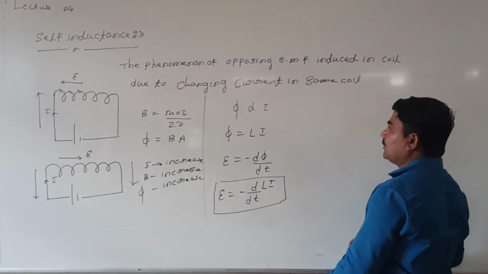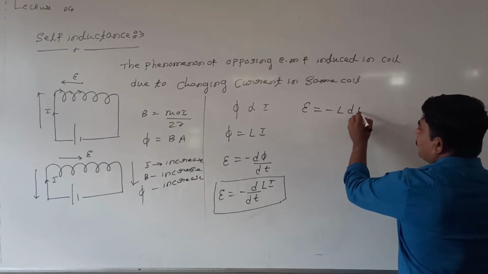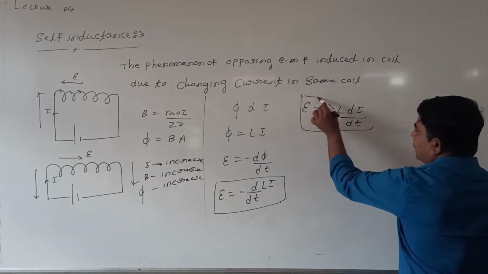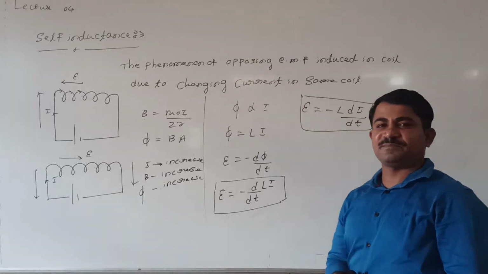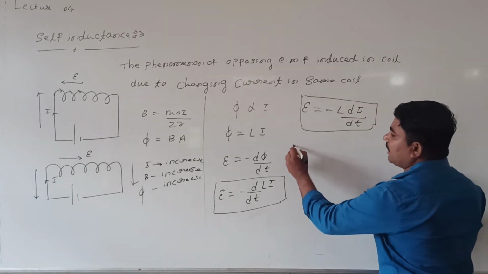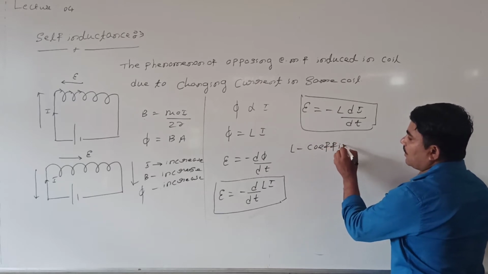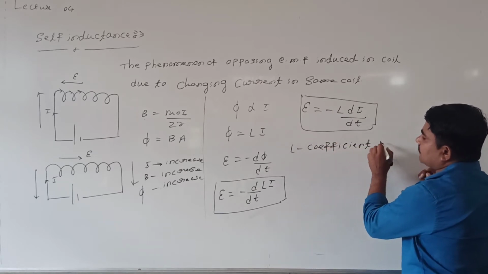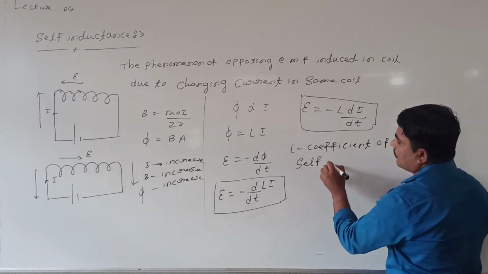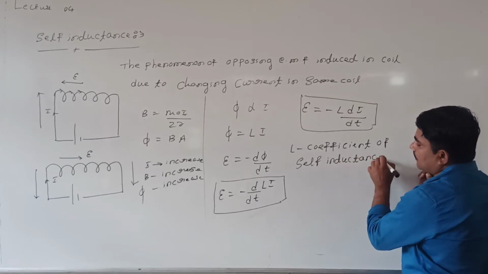Here L is constant. Wherever L is constant, what do you observe? Minus L times how much? di divided by dt. This is an important relation wherever current changes in the coil and EMF is produced. Then I said that this constant L we call the coefficient of self-inductance, or simply I can call it self-inductance.